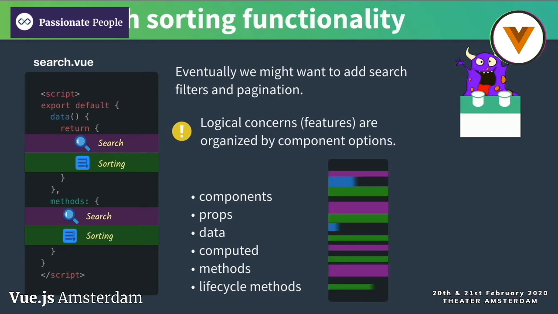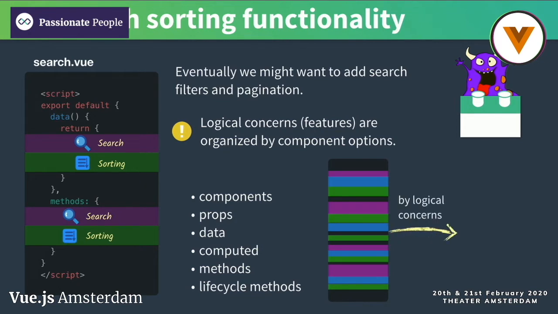So as this gets bigger, as you can imagine, we've got all these different pieces of our component using the different component options, and our code for each of these features is spread out through our component, which makes things less maintainable, hard to read. Wouldn't it be nicer if we could organize this by logical concerns? So all of our code is in the same place for each feature. And that's really what the composition API makes it easier to do.